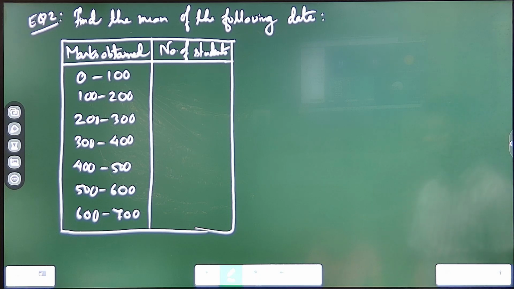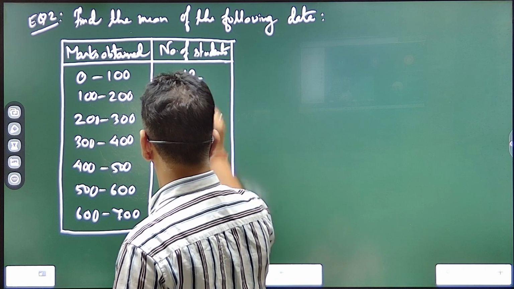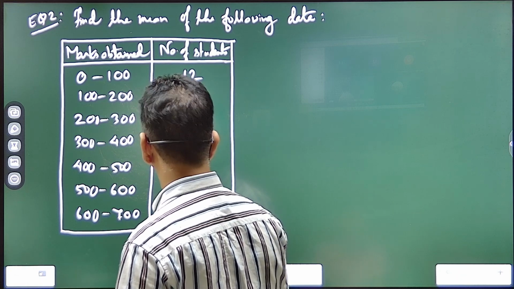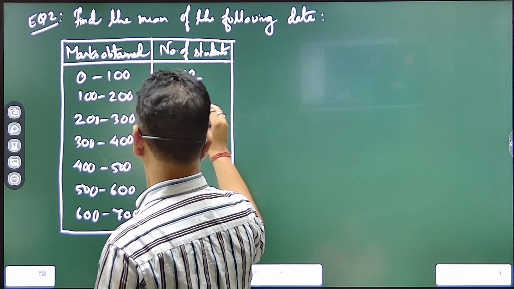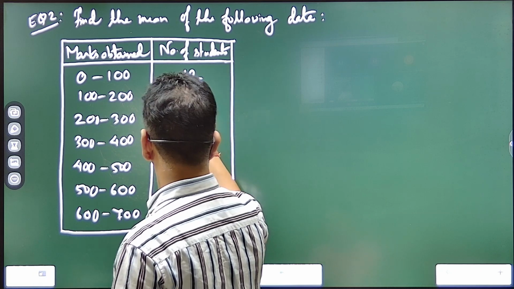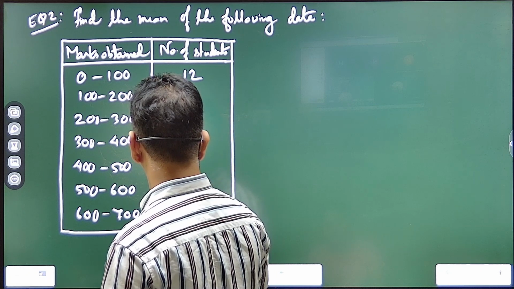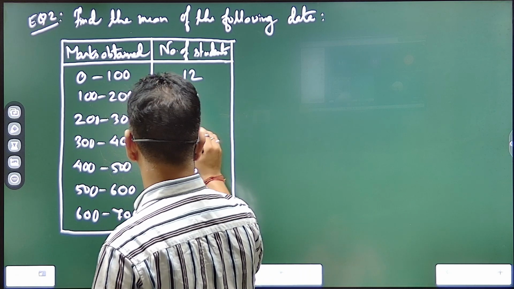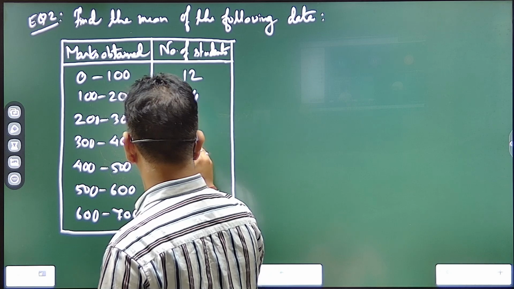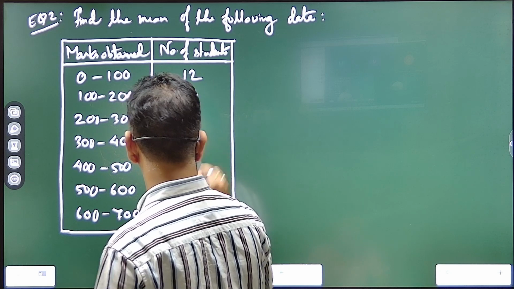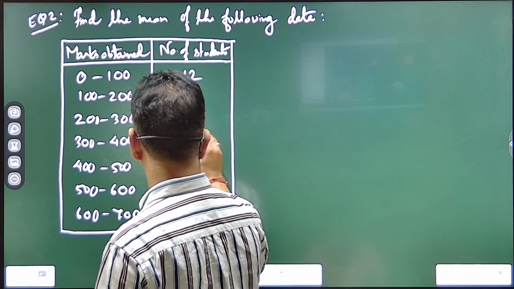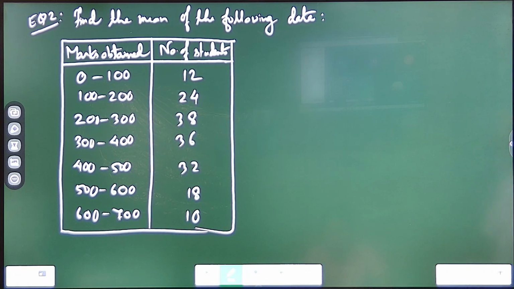Now the number of students here, suppose 12, suppose 18, suppose 10. I'm trying to take easy numbers so that the calculation can be easily done. So suppose here 24, suppose this is 36, suppose 48, 38, suppose this is 32. Let me change it, just a minute. So this is 36, this is 32. Done now. This is what I have taken, for easy calculation actually.